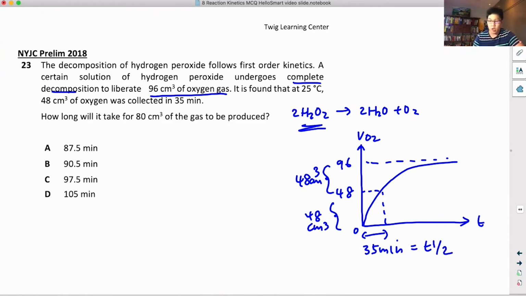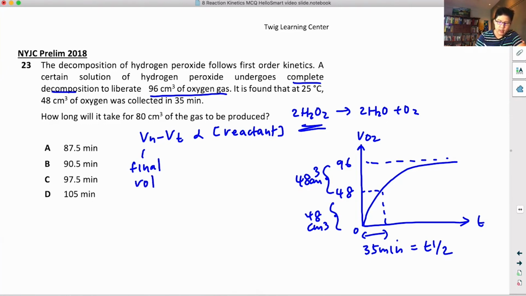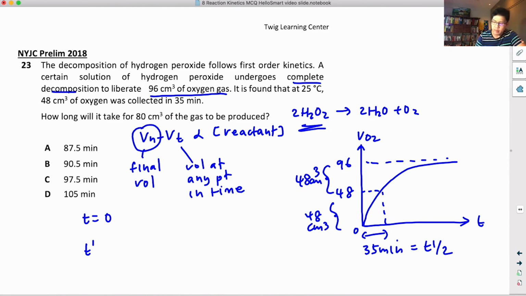I'm going to teach you this formula. You need to know this formula. Vn minus Vt is proportional to the concentration of a reactant. So what's Vn? Vn is the final volume. Vt is the volume at any point in time. Let's try when time equals 0, and T1 is where you collect 80 cm3. When t equals 0, Vn first. Vn we already know is actually 96 cm3.